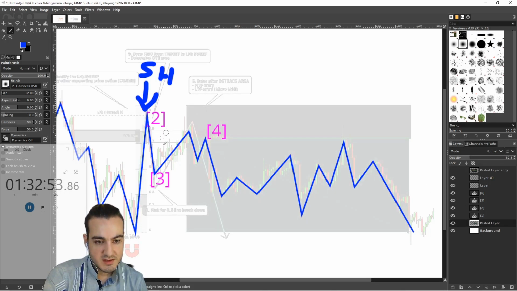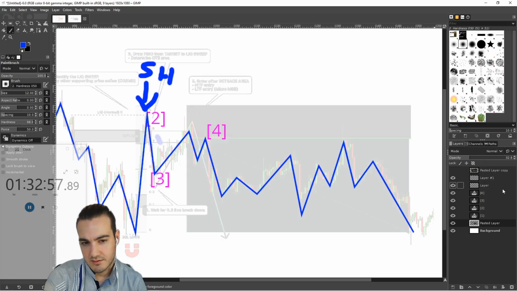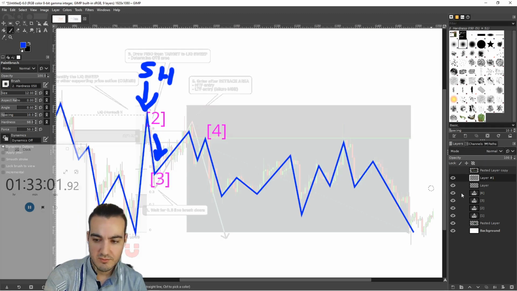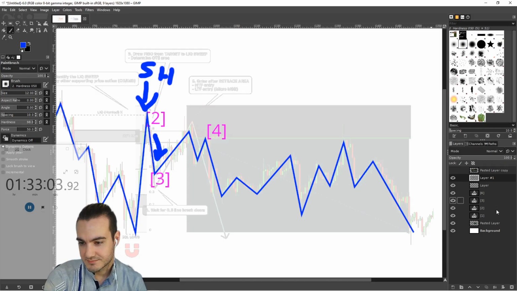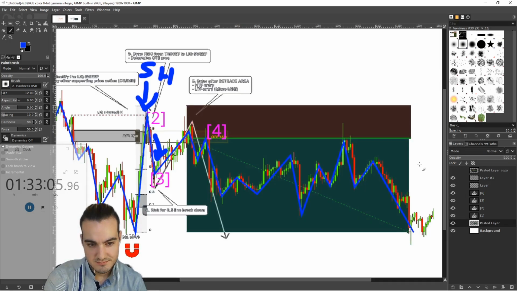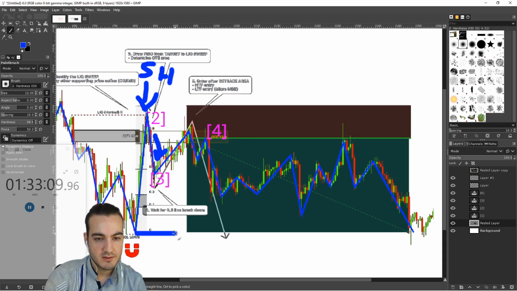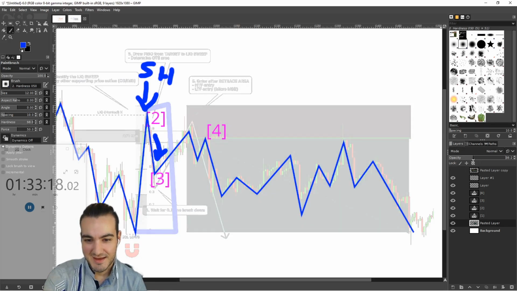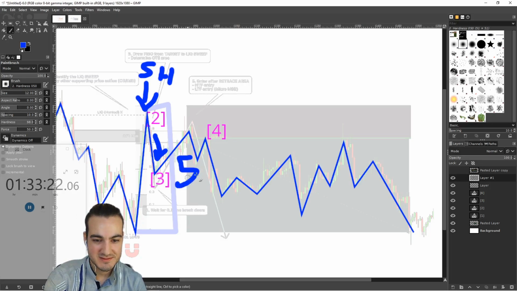Then we have price coming down to test the equilibrium level, which would be 50% between this low here and the high up here. So 50%.